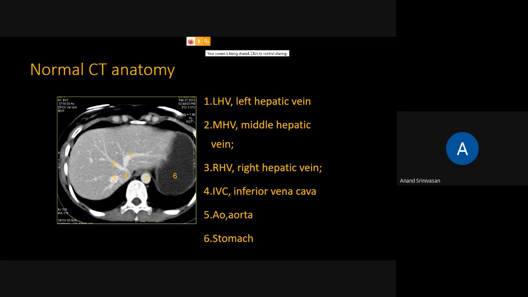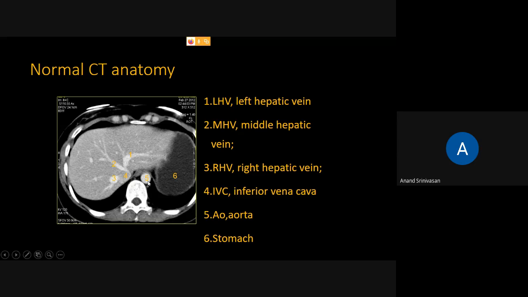Okay, so some more parts of the CT scans. There is some more detailed anatomy of the CT scans. So here you can see the abdomen. Here this is the stomach, and this is the liver. This is the left hepatic vein, middle, and the right hepatic vein.